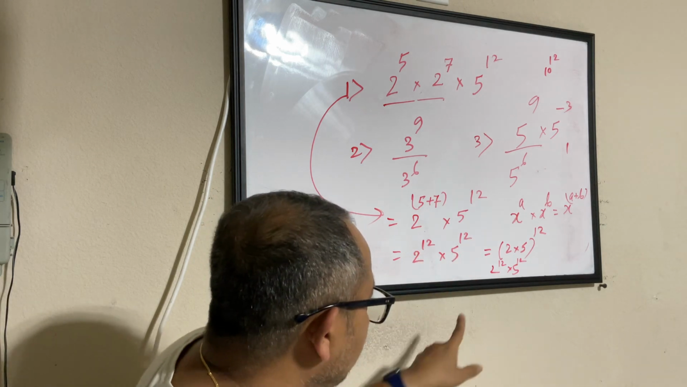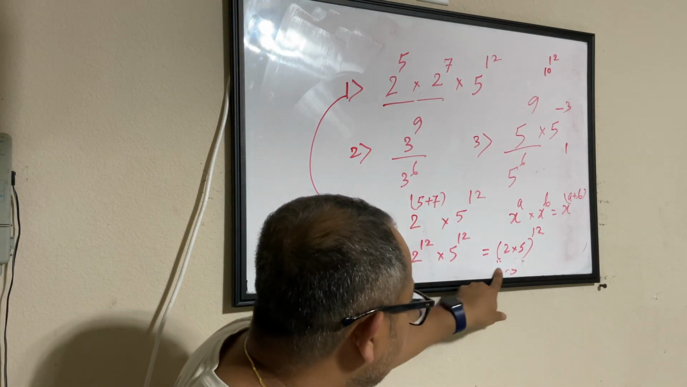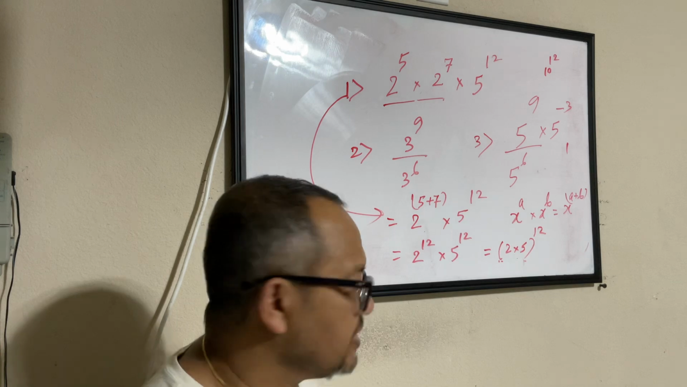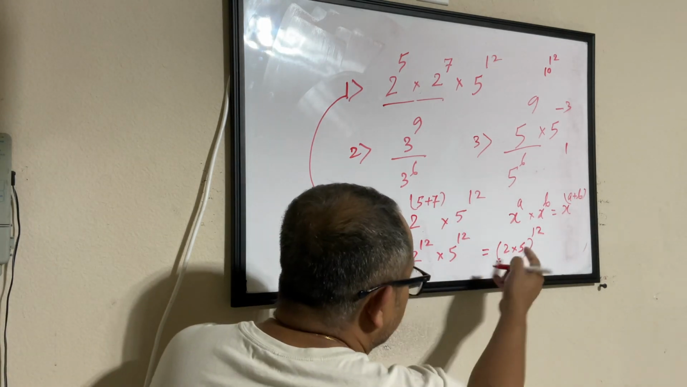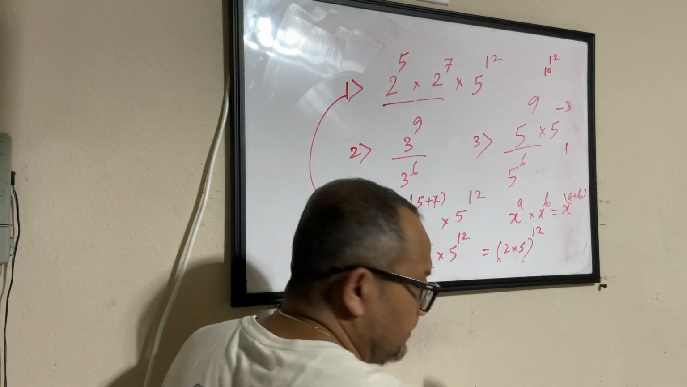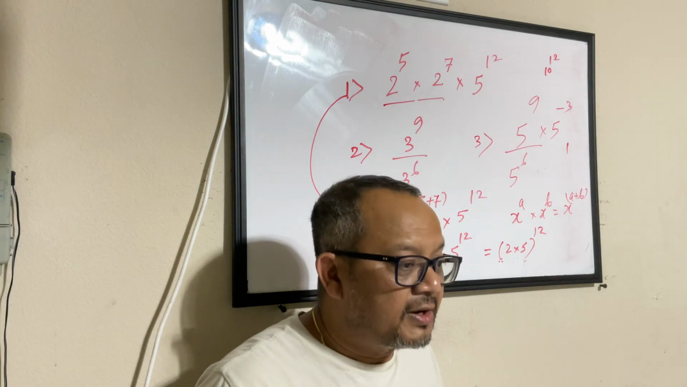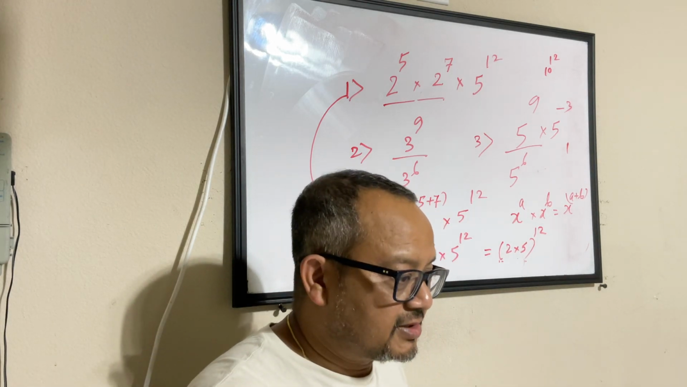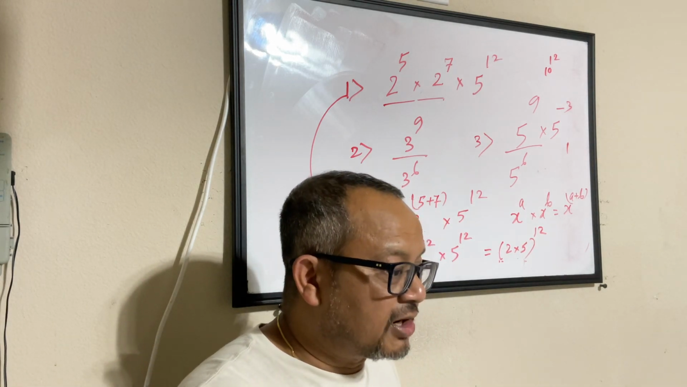Okay? So we just found that there is something common here. Everything has the same power. So I can put 2 and 5 in a bracket and put a power here. So that is how it became 2 times 5 is 10 to the power 12. So all of you got 10 to the power 12. That is the right answer. Sami, is it clear to you better now?